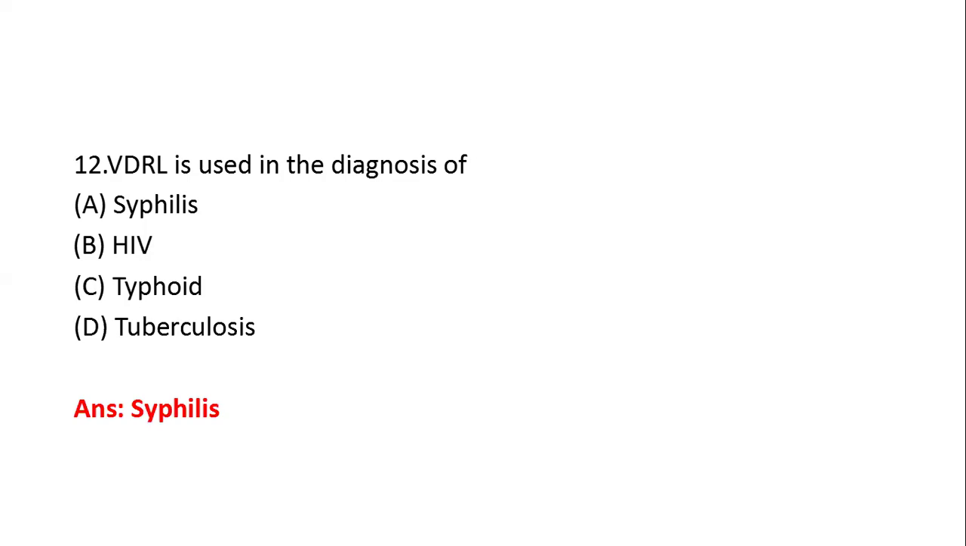VDRL test, Venereal Disease Research Laboratory. This laboratory is located in New York. This test was developed for the first time in that laboratory, so that's why it is named the VDRL. It is helpful in the diagnosis of syphilis, which is caused by the spirochete called Treponema pallidum.